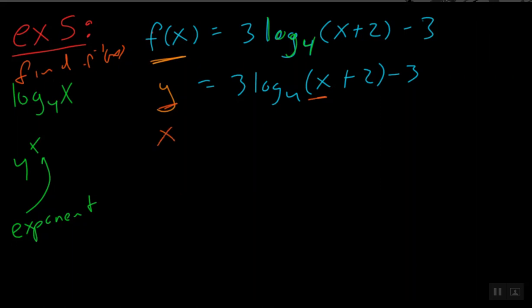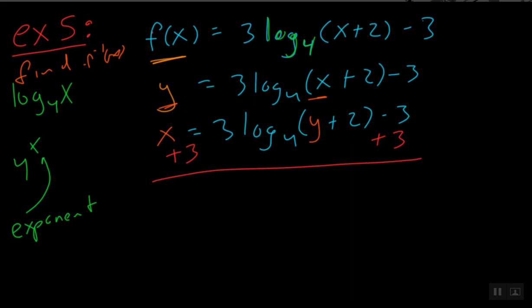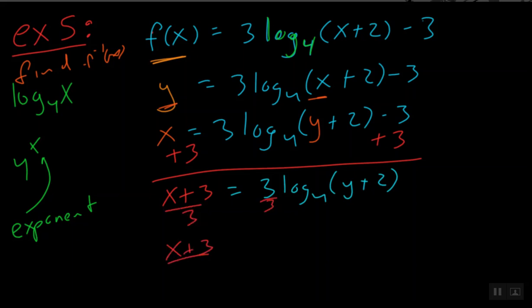And so we can say, okay, x and y flip, and our problem is x equals 3 log base 4 of (y plus 2) minus 3. Now, as always, we are simply solving for y. So we do our initial operations. We can add 3 to both sides, getting rid of our subtraction first. And we have x plus 3 is equal to 3 log base 4 of (y plus 2). From here, we can divide both sides by 3. And we have (x plus 3) over 3 is equal to log base 4 of (y plus 2).